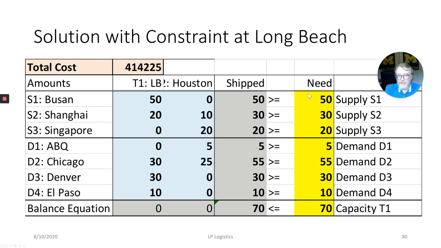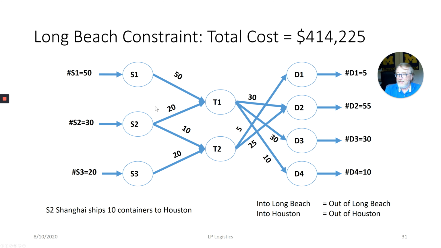And then you can see we are shipping everything from our source location, and then we're meeting our demand at our destination. And we have the capacity constraint at Long Beach is 70, and of course we're using up that capacity.